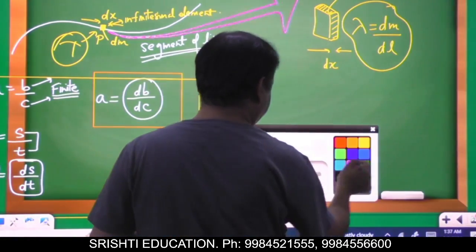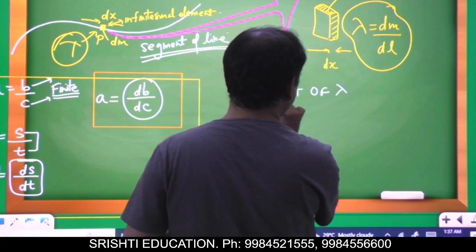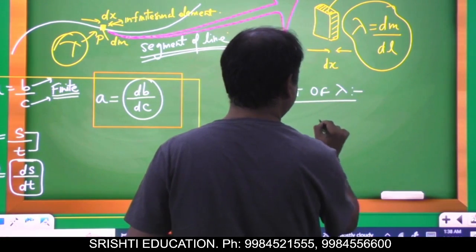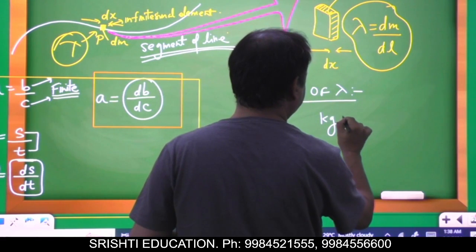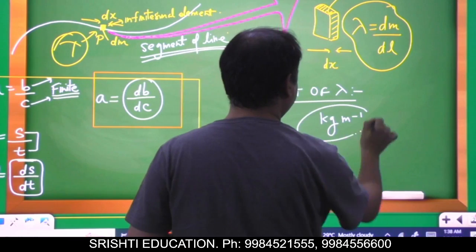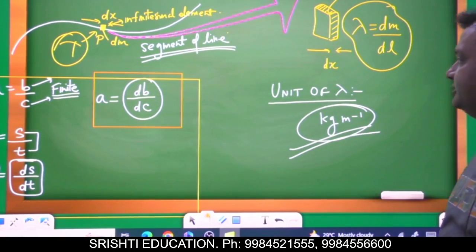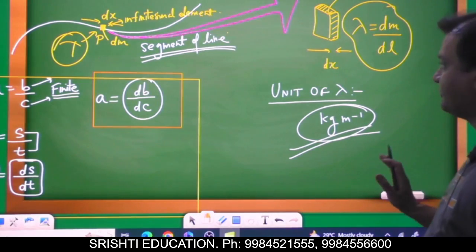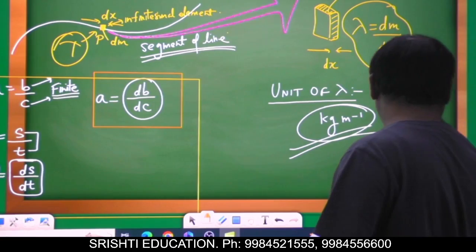So here you can see the unit of lambda, unit of linear mass density will be what? The unit of mass is kg and the unit of length is meter. So the unit of lambda will be kg per meter. That is the SI unit of linear mass density. Got it? So this is the defining equation of lambda, dm by dl. Okay. Now let's see.